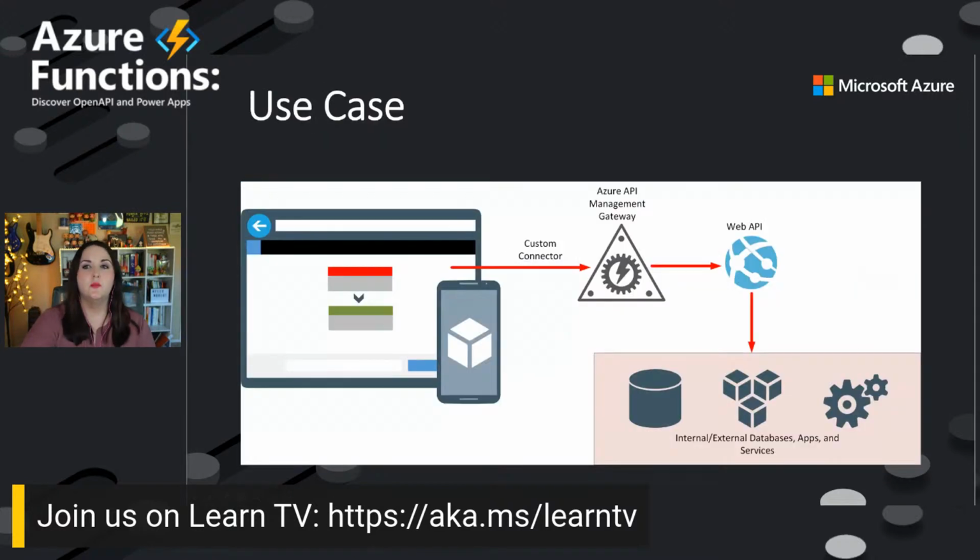And how this would look from an architecture flow standpoint, you would have a Power Apps application. The custom connector would talk to Azure API Management, which is talking to your web API, and that's talking to your internal and external services.